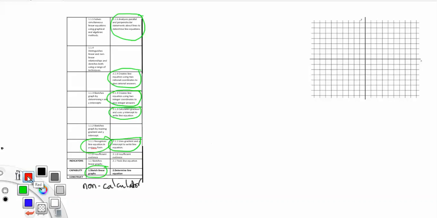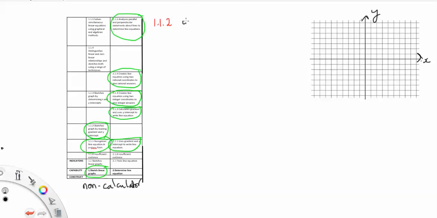Let's see what 1.1.2 wants. So this time we're looking at sketching a graph by reading the gradient and y-intercept. So I've got my grid here, my axes, right here. Now if I ask a question on the exam like this, which I will, I'll give you the graph paper, I'll give you the axes if I ask this one. The rest I won't, but this one I will.